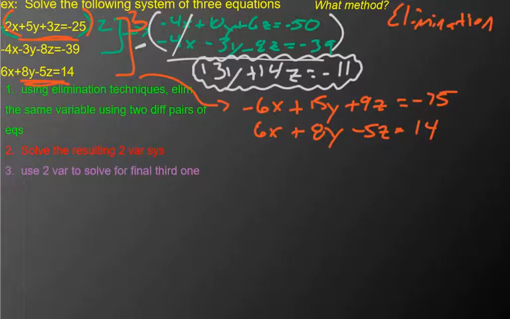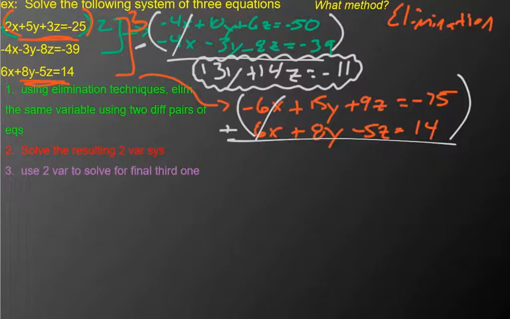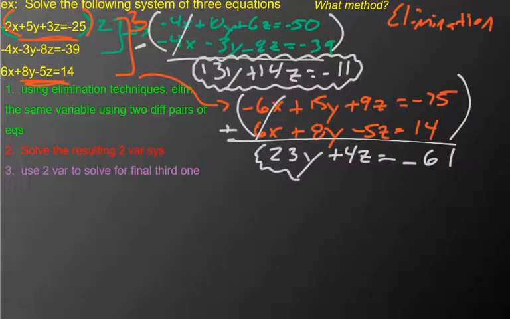And then in this case, if I add them, I can eliminate the x's. So 15 plus 8 is 23, and then 9 minus 5 is 4z, and negative 75 plus 14 is negative 61. So that is all that work just to do this first thing.